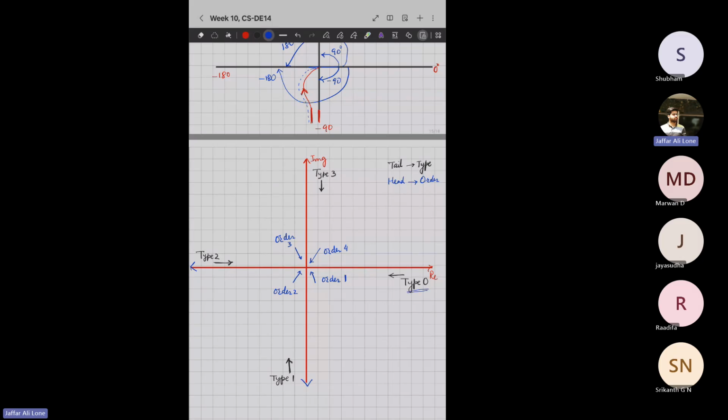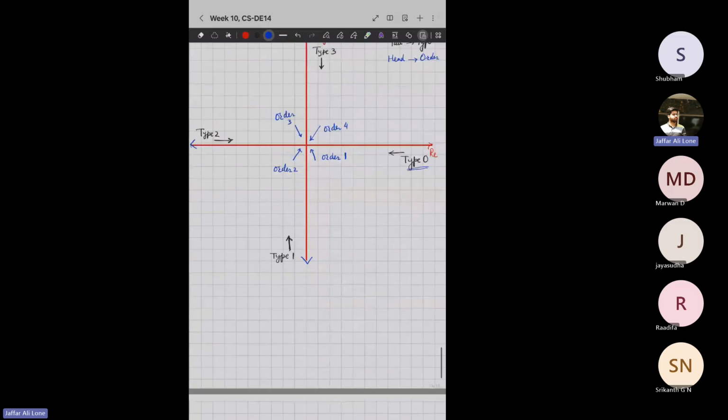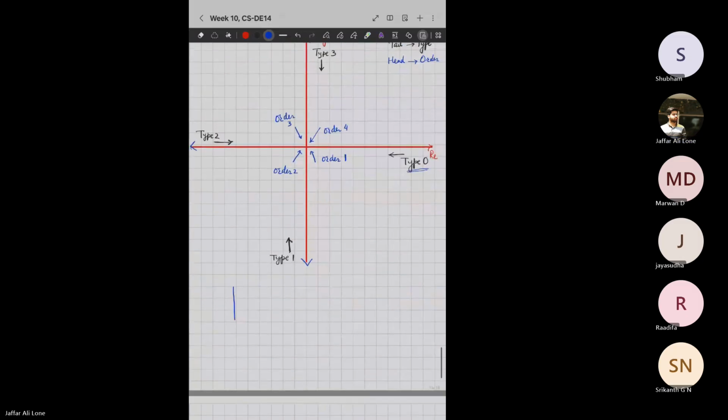Okay, now see, if you have a type 0 and order 1 system, your tail will start from here, and order is 1, so it will, I'll explain it like here. So yeah, I'll explain it in detail.